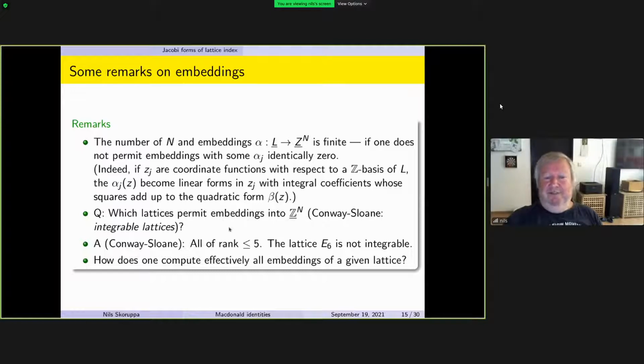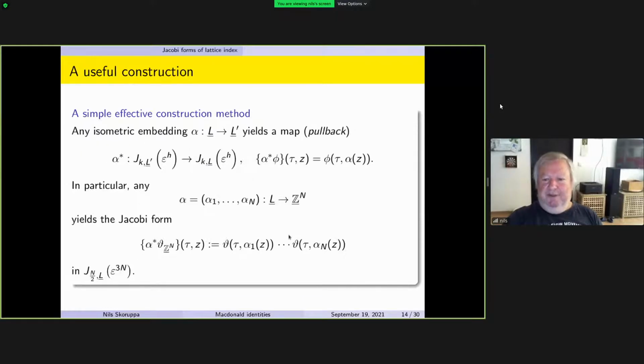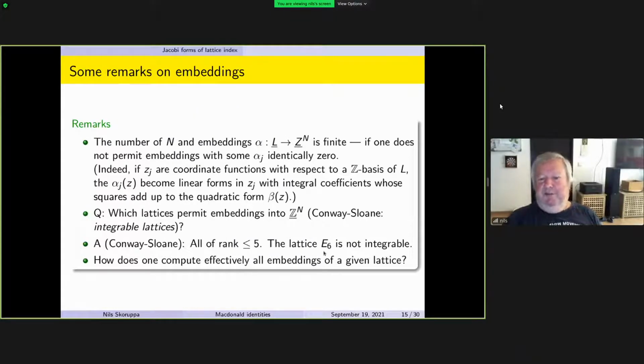Another question is, which lattices permit embeddings into Z^N? Conway and Sloane studied this question long ago, in the 90s I think, and they called such lattices integrable lattices for some reason. And they proved in one paper that all lattices of rank up to 5 can be obtained by such embeddings. So if you have lattices of rank less than or equal to 5 and you want to construct Jacobi forms, go ahead. You can always do the constructions that I said, and you find non-trivial Jacobi forms. The first lattice which is not integrable, which has no embedding into any Z^n, is E6. It's quite easy to prove. You find it in one of these papers of Conway and Sloane.